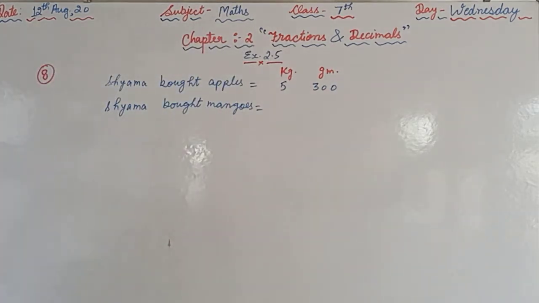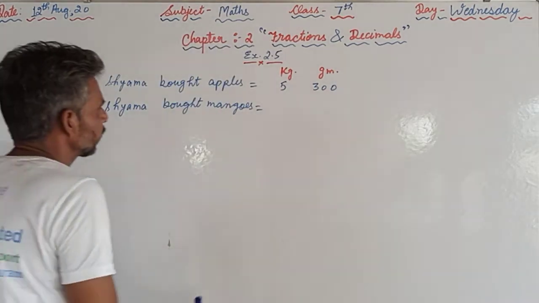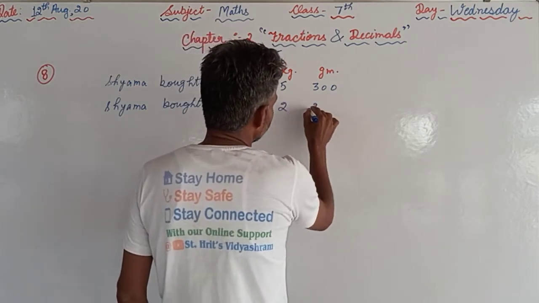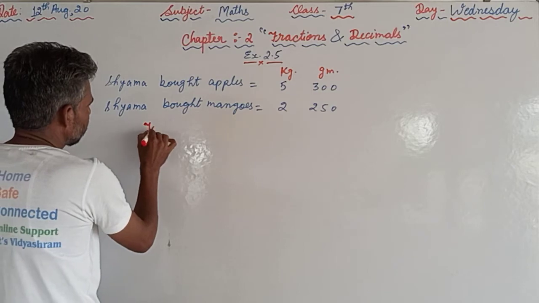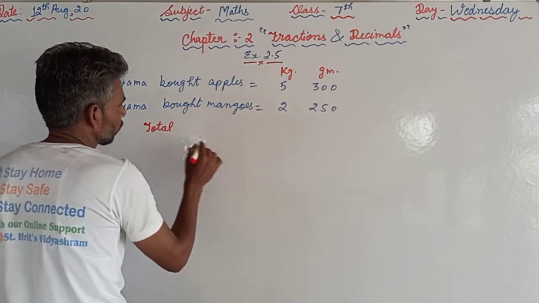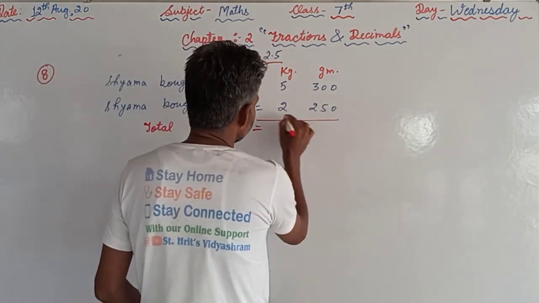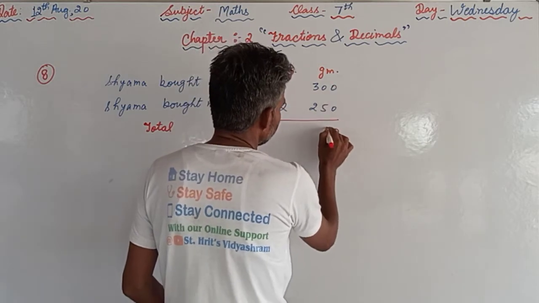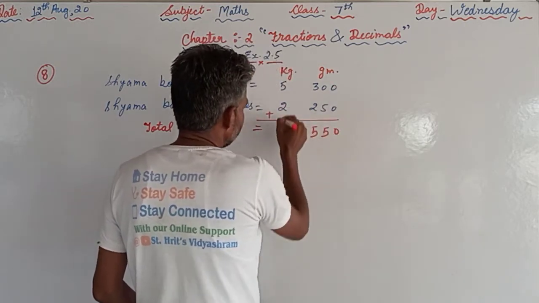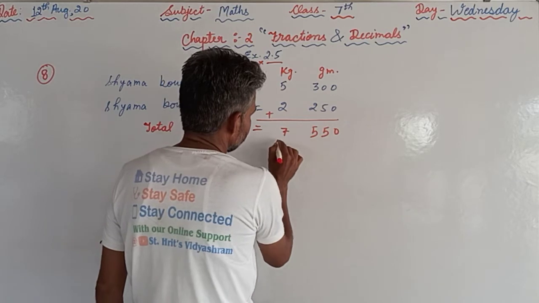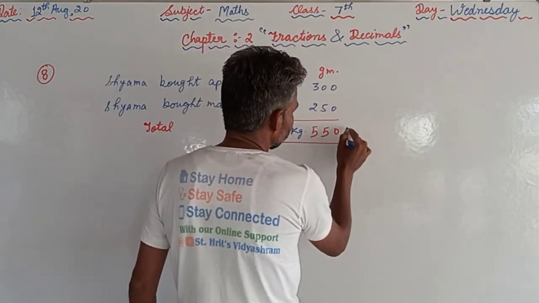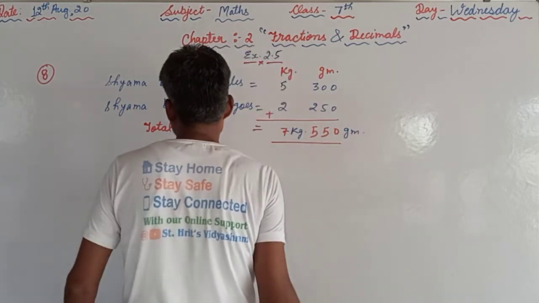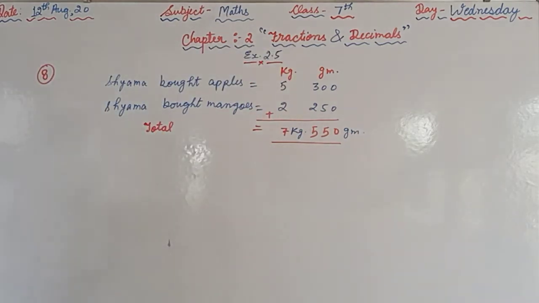Afterwards the mangoes, 2 kilogram and 250 grams. Total will be, we are supposed to add. So 0 plus 5, 5 plus 2, 7, means 7 kilogram and 550 grams. Now we have to see the second one.